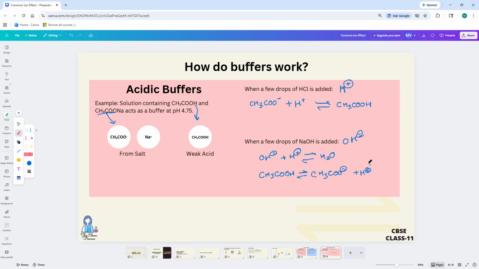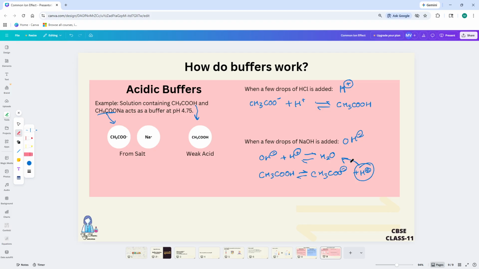So this H plus is then going to combine with the OH minus ions to ensure that the pH still stays the same. So since the OH minus ions were neutralized, the pH does not change. So essentially, a buffer solution is making sure that the concentration of our H plus and OH minus ions is not significant, which in turn will affect the pH of our solution.